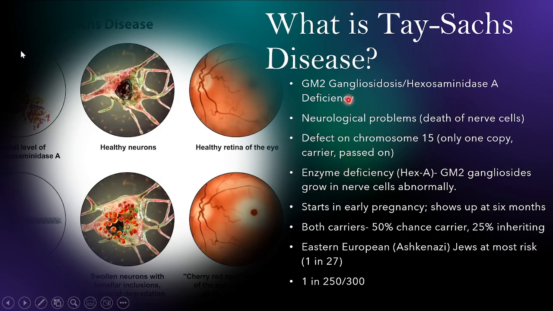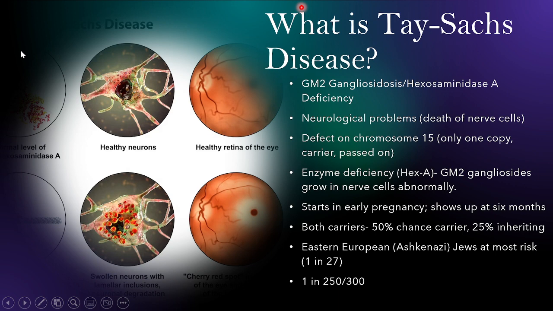Now, first of all, what is Tay-Sachs disease? This is also commonly known as GM2 gangliosidosis or hexosaminidase A deficiency. This can cause neurological problems, which means death of nerve cells, and this is a defect on chromosome 15. Normal people have 2 copies, but the carrier usually only has 1 copy of this on chromosome 15, which is easily passed on.